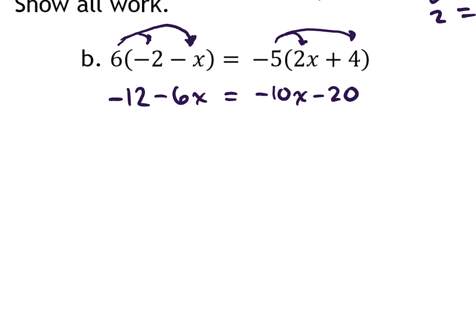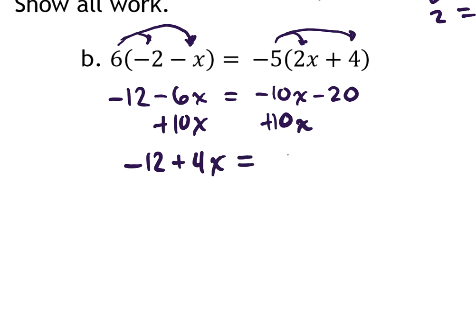Let's see, lots of things I could do. I'm going to go ahead and add 10x to both sides. Oops, 10x, not negative 10x, to this side. I'm going to add 10x to that side. That gives me negative 12 plus 4x. When I combine negative 6 and 10, I have 4x. On the other side, that equals negative 20.